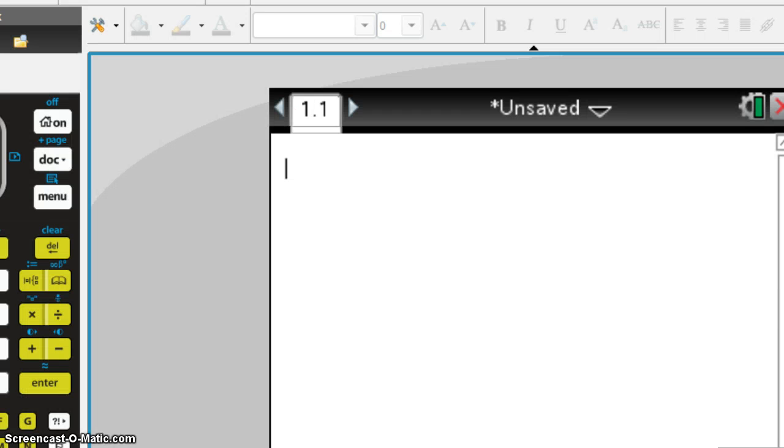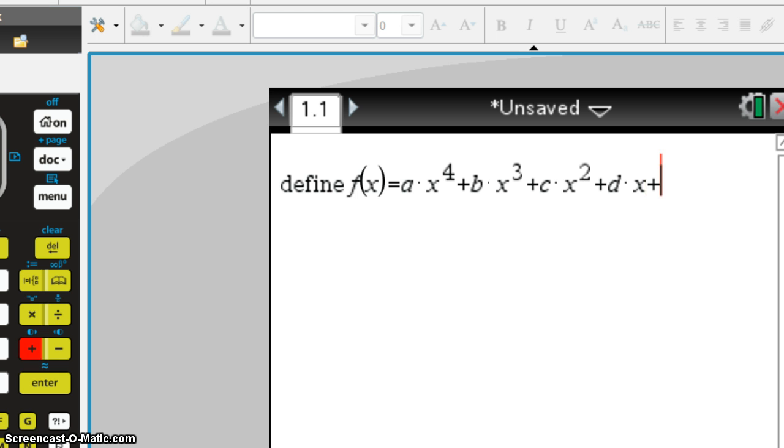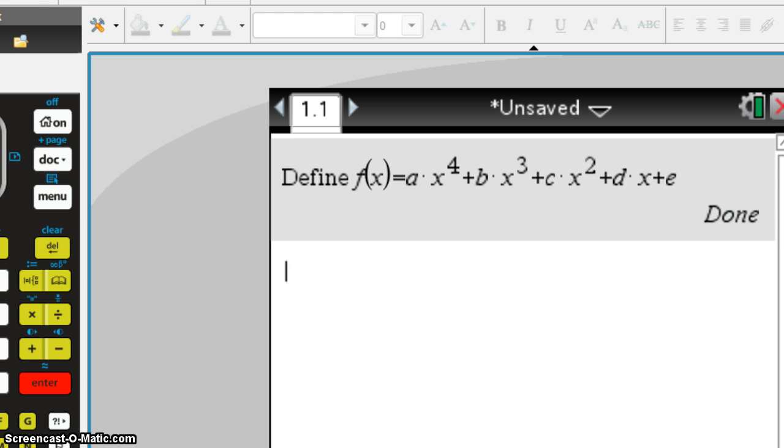So I'm going to go to my calculator page, and I'm going to define f of x as the generalized equation. So a times x to the power of 4. You must have the times between the a and the x, otherwise it treats ax as one variable, which is not what we want. So we want ax to the power of 4 plus b times x to the power of 3 plus c times x to the power of 2 plus d times x to the power of 1 plus e. And it says done. And now what I'm going to do is put in all of these points that I've got.